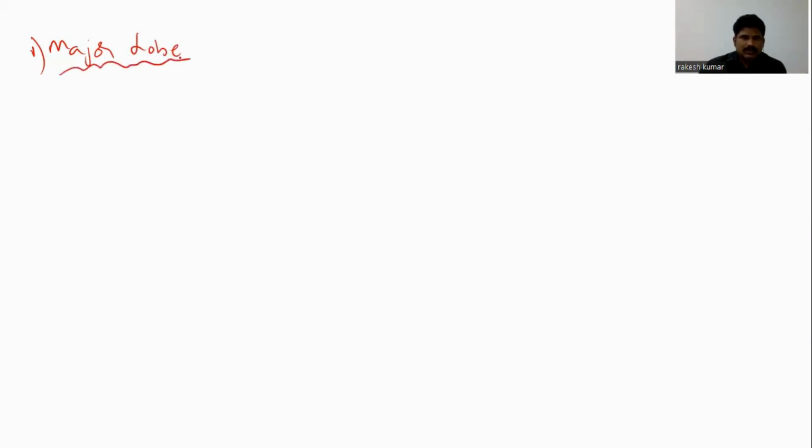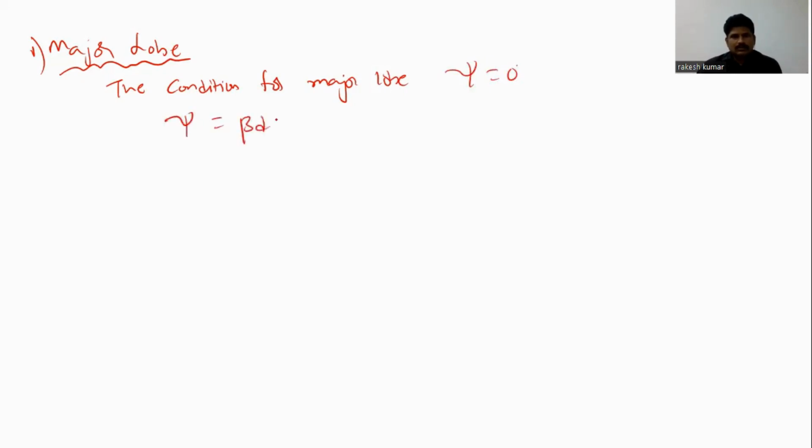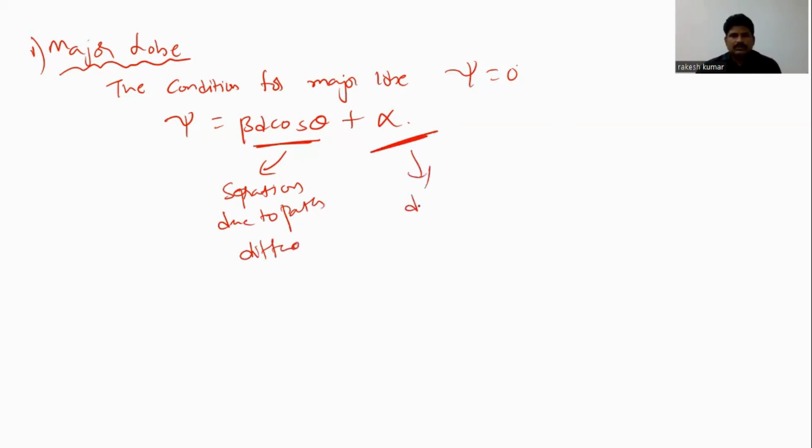So what is the condition for the major lobe? The condition for the major lobe is psi should be equal to 0. What is the value of psi? Psi is equal to beta d cos theta plus alpha. So this phase difference is due to separation or path difference, and this alpha is due to excitation.